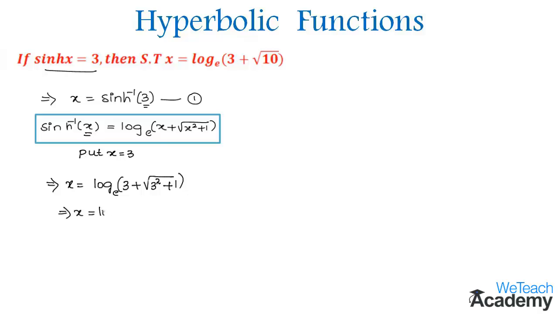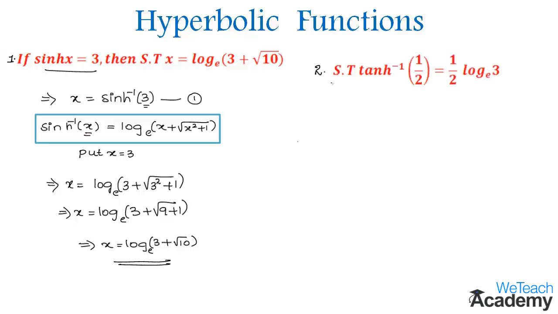So that implies x equal to log 3 plus under root 3 square, which is 9, plus 1 to the base e. And then it would become x equal to log 3 plus under root 10 to the base e. And we have proved the value of x is equal to log 3 plus root 10 to the base e. And now let us proceed and discuss one more example.